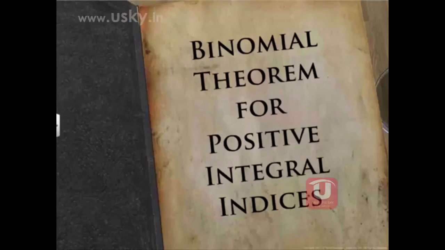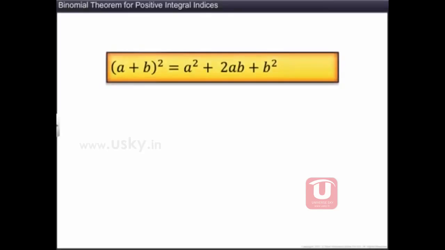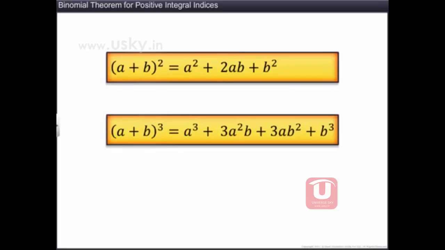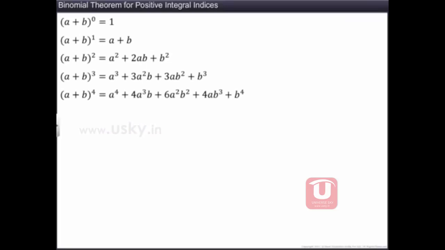In this module, you will learn about the binomial theorem for positive integral indices. In the earlier classes, you learned many identities such as (a + b) whole square and (a + b) whole cube. Now, consider the identities shown here. From these identities, we see that if the index of the binomial is 0, then the number of terms in the expansion is 1.